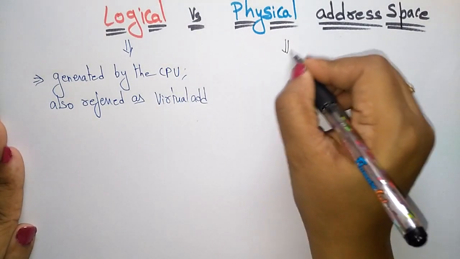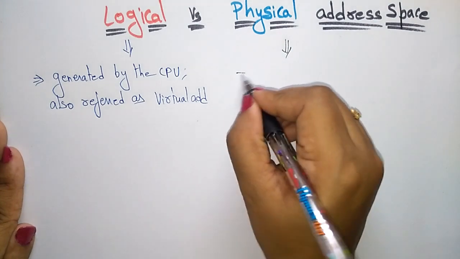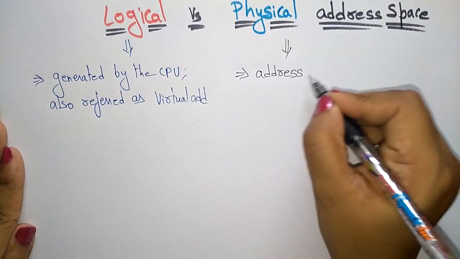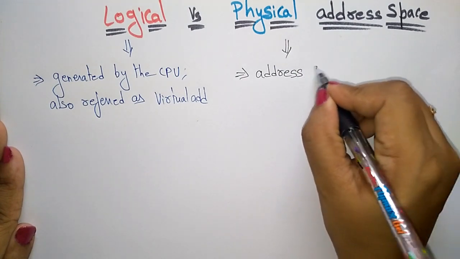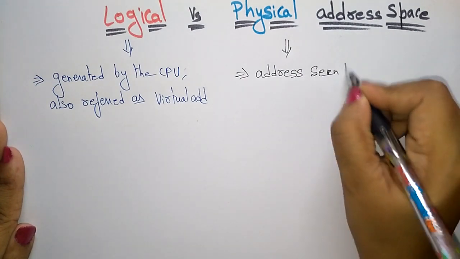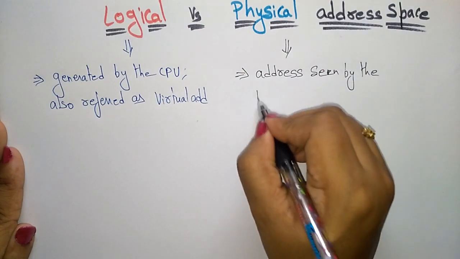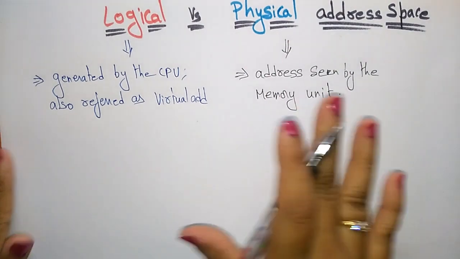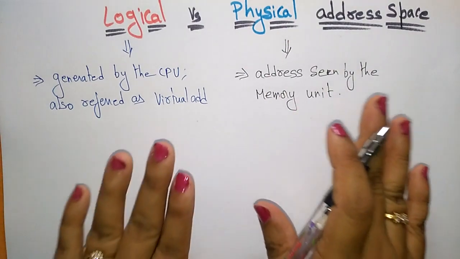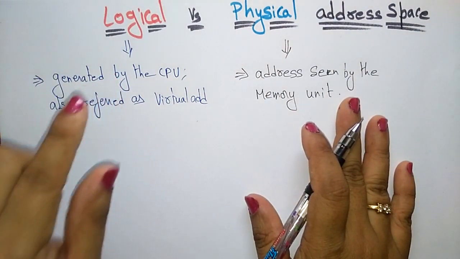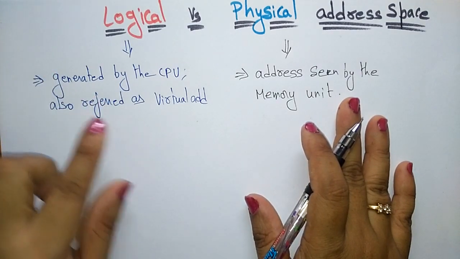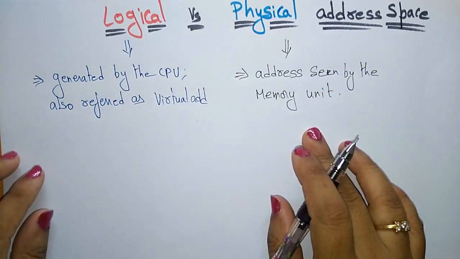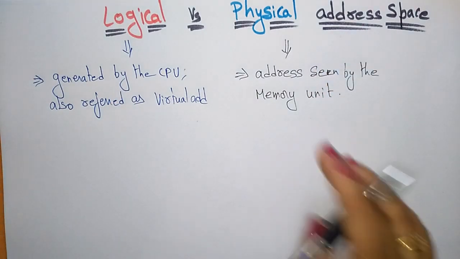So what do you mean by the physical address space? The physical address space is the address seen by the memory unit. So this is the main difference between the logical address and the physical address. The logical address is just an illusion. It is also called a virtual address. This is generated by the CPU, whereas a physical address is just the address seen by the memory unit.